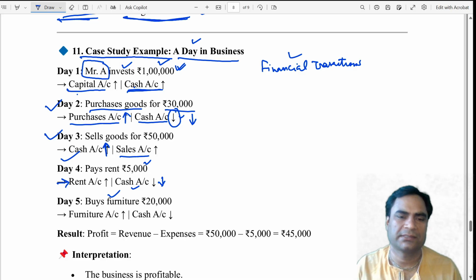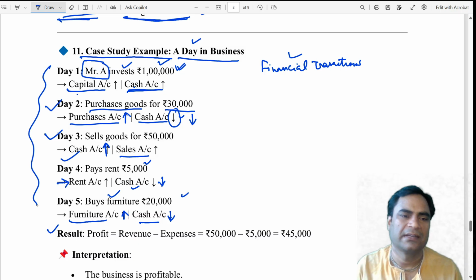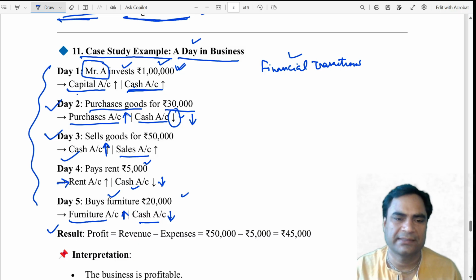When you buy furniture of rupees 20,000, the two accounts which are involved are furniture account and cash account. Furniture is coming in, it is increasing, upward arrow, and the cash is going out, this is decreasing, the downward arrow. Okay. So what is the result, whether in all the 5 days of business we have earned a profit or loss, how is it to be decided?